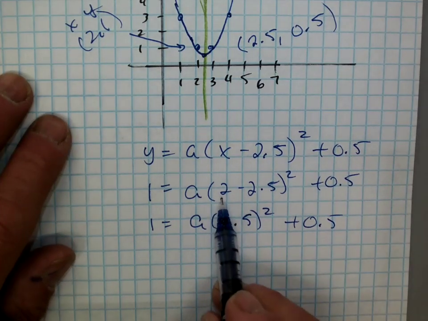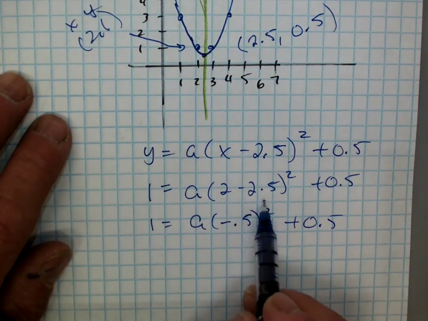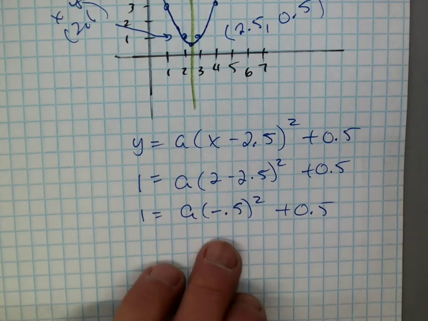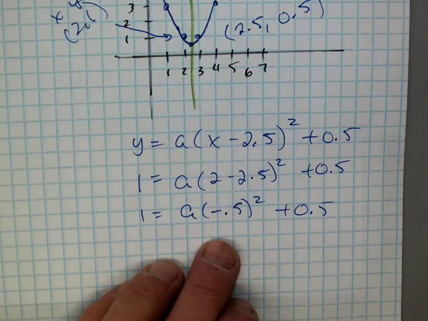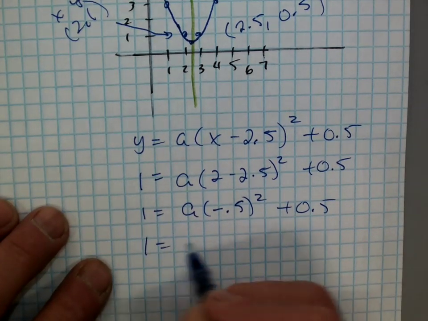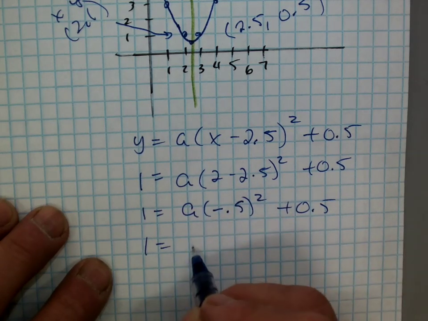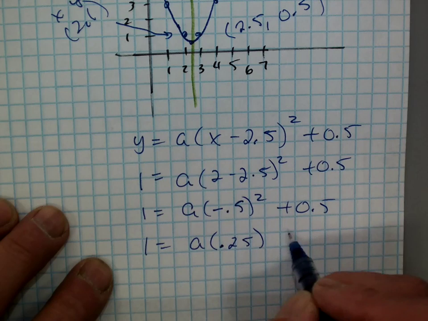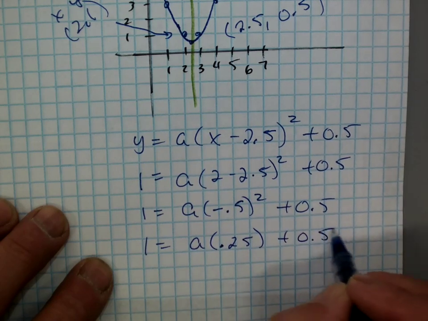2 minus 2.5 is negative 0.5. If I square that, 0.5 squared is 0.25. I squared this in my calculator. So I got 1 equals a times 0.25 plus 0.5, right? I haven't lost you yet, have I?